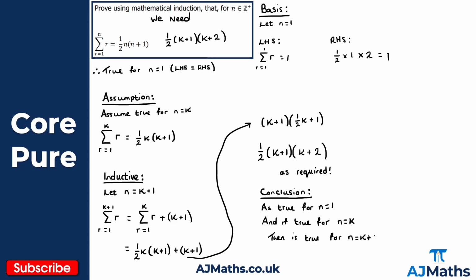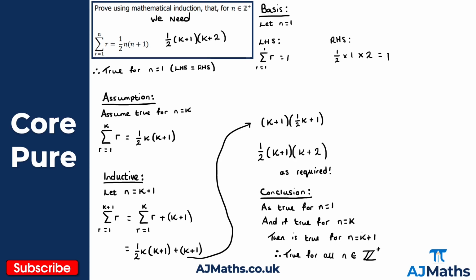Okay. And in this case then, this is almost like a domino effect. So as it's true for n equals 1, and if it's true for n equals k, then this must be true for n equals k plus 1. And almost like a domino effect, this must be true for all n that are positive integers. Okay, so therefore we can say this is true for all n that belong to the positive integers. And there we have it.